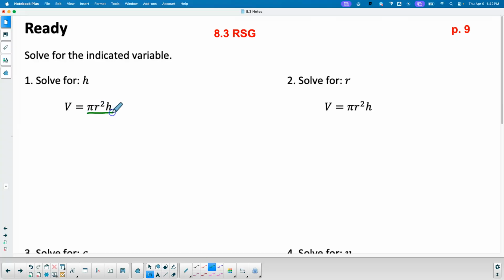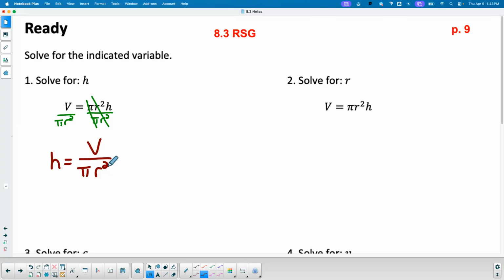So I'm going to divide this side by pi r squared. If I do that to that side, I got to do it to the other side. Dividing by pi cancels that out. Dividing by r squared cancels that out. So h here is equal to capital V divided by pi r squared. Okay. I've done them already. It shouldn't take you more than 2 steps to do all of those. Okay? Maybe 3.